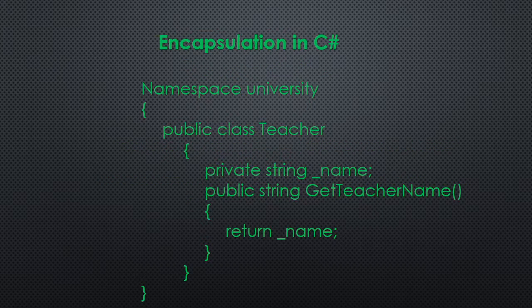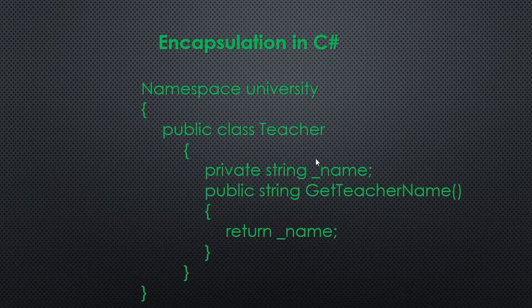Let's take an example. If we have a university project, and inside the university I have the teacher class, and inside the teacher class I have a variable called name. This variable is private, and this means it can be accessed only from inside this class. And I have a method, and this method is public. This means it can be accessed from anywhere. Now, what is the encapsulation here? What is protecting data from being accessed from outside?